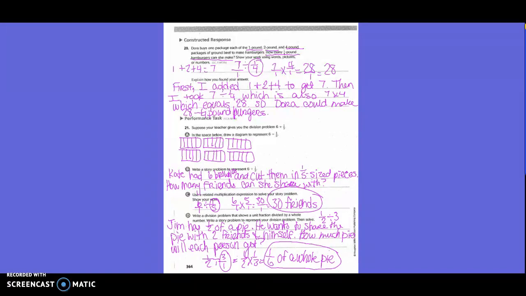Letter D. Write a division problem that shows a unit fraction divided by a whole number. Write a story problem to represent your division problem, then solve. So we took 1/2 divided by 3. We said Jim has half of a pie. He wants to share the pie with 2 friends and himself. How much pie will each person get? So we took 1/2 divided by 3 over 1, which is also 1/2 times 1/3, which equals 1/6. And then we put 1/6 of a whole pie each friend will get.